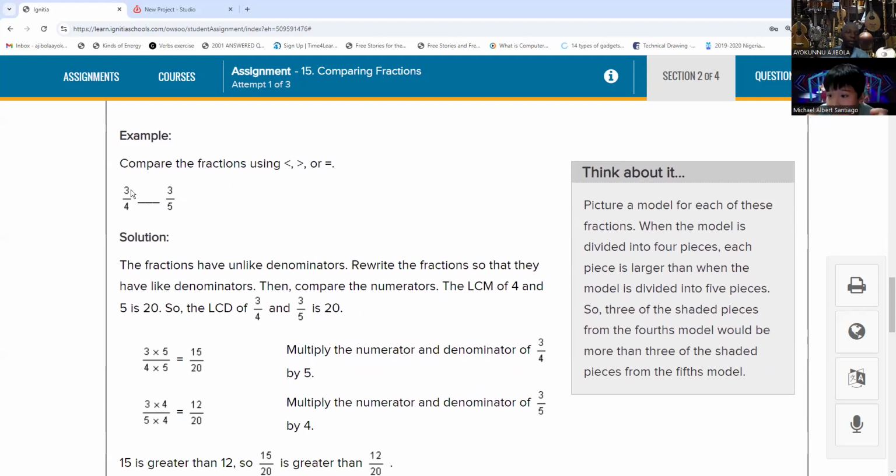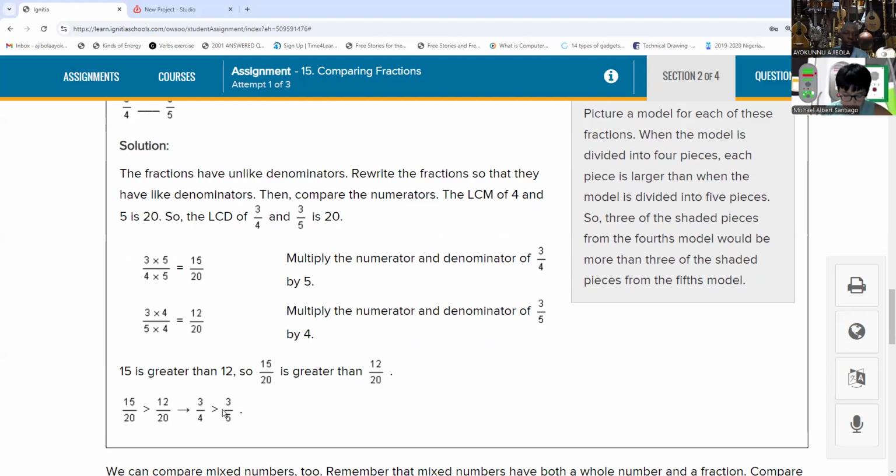Look at this, 3 over 4 and 3 over 5. A 4-year-old carrying 3 blocks and a 5-year-old carrying 3 blocks. Which one of them is feeling the greater impact? The 4-year-old, right? Yes. So 3 over 4 is greater than 3 over 5. Okay?